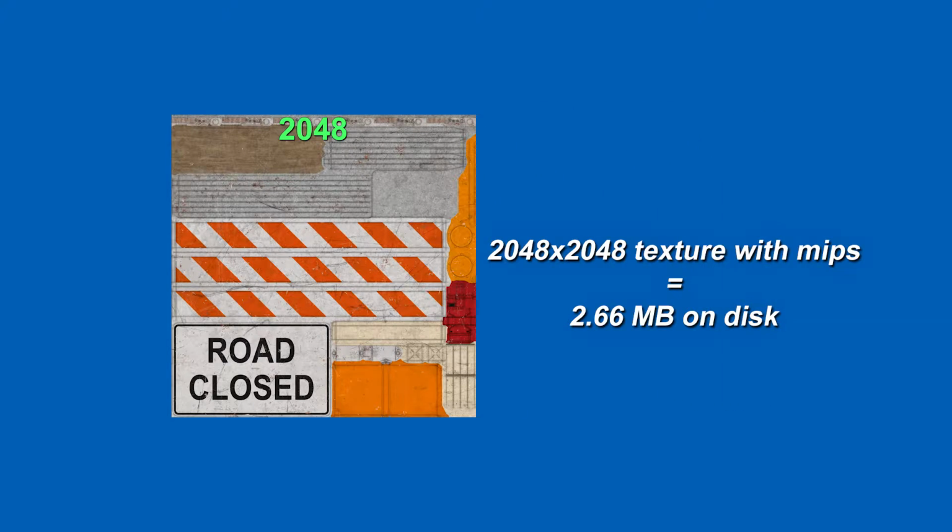The name MIP is an acronym of the Latin phrase multum in parvo, meaning much in little. I guess the programmer that invented this thought it was appropriate because multiple images are packed into one texture and then compressed to save disk space. So yeah, much in little makes sense.